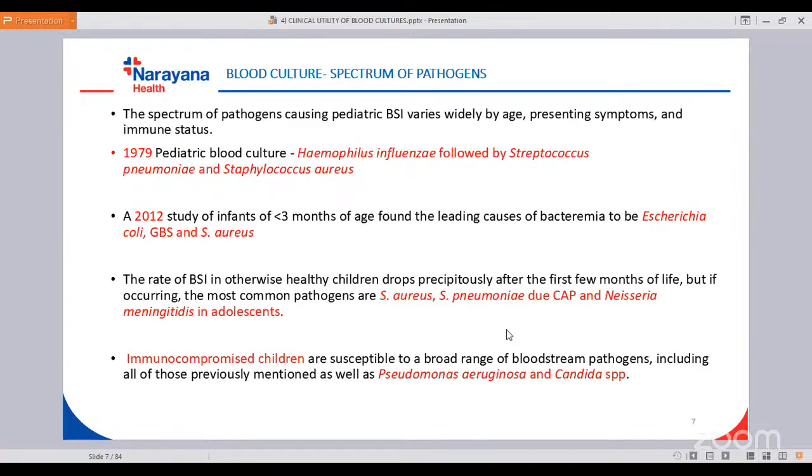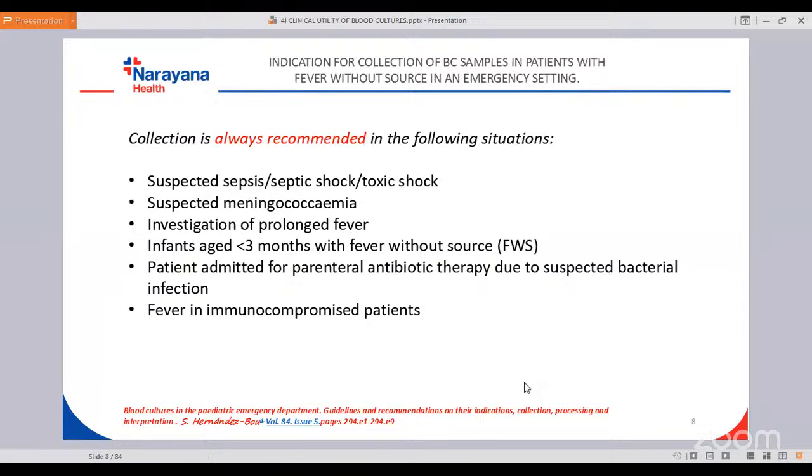What are the kind of organisms that are likely to grow depending on the age group? A 2012 article says that in infants less than 3 months, you're finding E. coli, group B streptococci, and Staph aureus as the common ones. Even in healthier children who are a little older, after the first few months of life, the organisms commonly grown are Staph aureus, Strep pneumoniae, and Neisseria meningitidis. But importantly, in immunocompromised patients, you may grow any and every organism under the sun, including Pseudomonas aeruginosa and Candida.